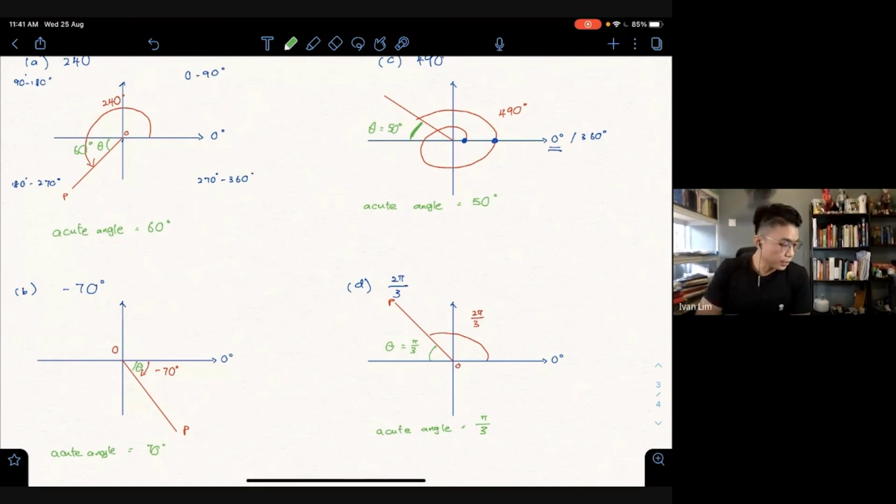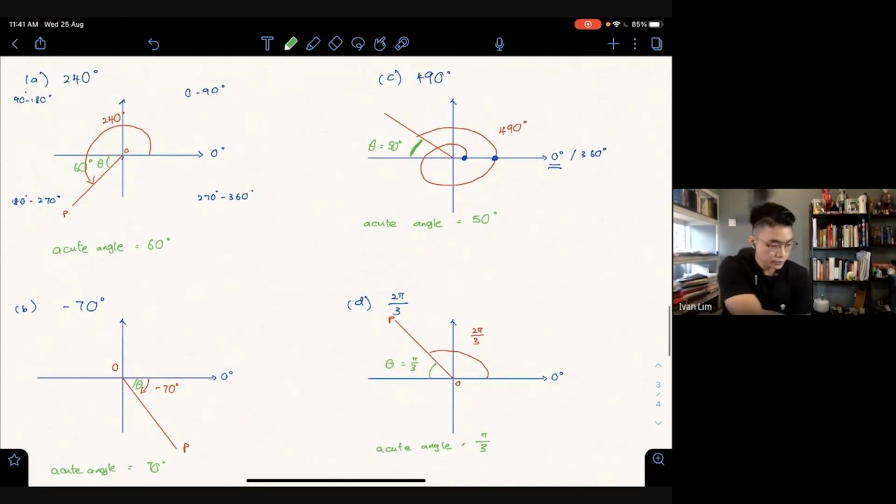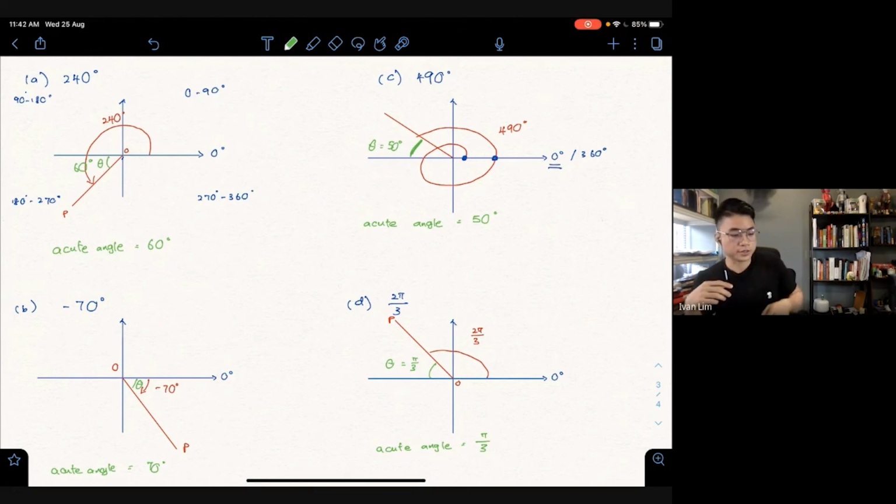Okay, so this is how we actually draw angles in these 4 quadrants. In your entire syllabus, these 4 quadrants will be very, very important for you all to know. So the first thing is understanding the logic behind how to write your angle.